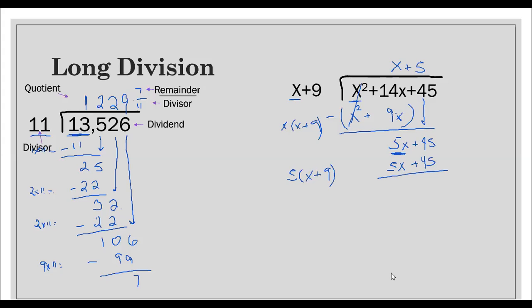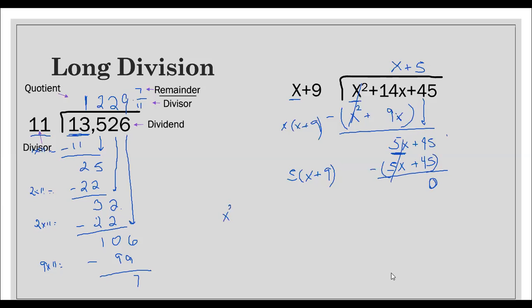So we subtract, then we're going to subtract this whole thing, just like we do with our numbers, right? 5x minus 5x is 0. Those terms go away. 45 minus 45 is 0. So we have 0 remainders. So we can write this a couple of ways.